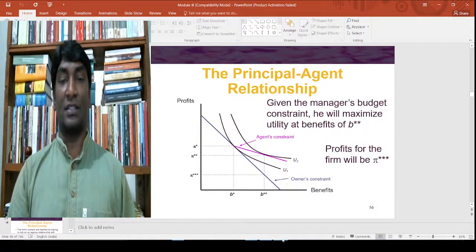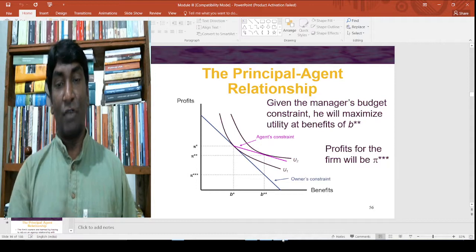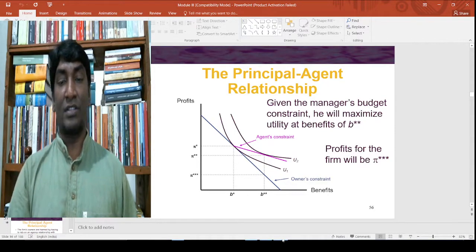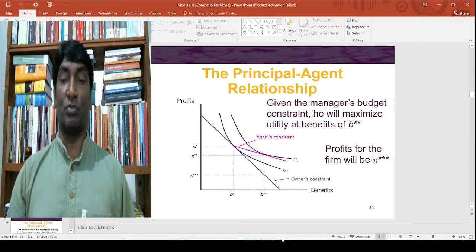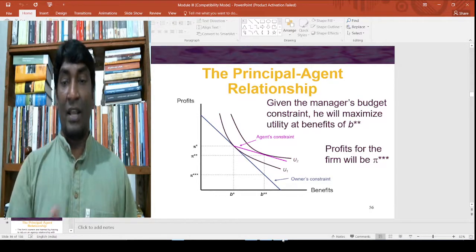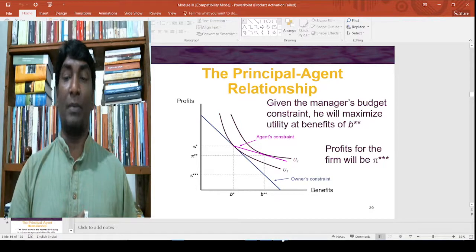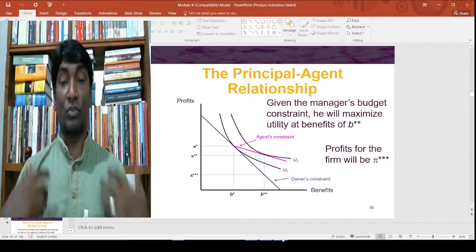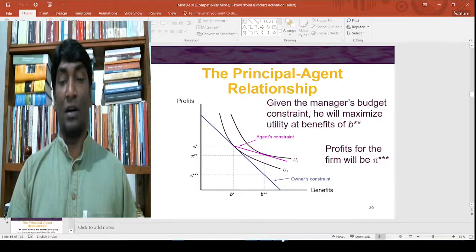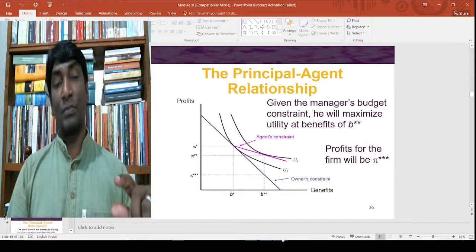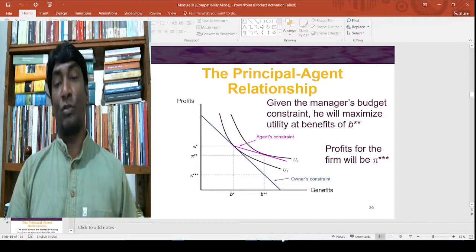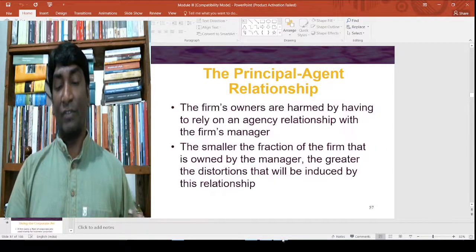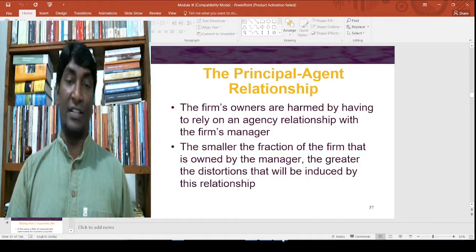That is exactly what this figure shows. Initially you have a U1 case and you have the owner's constraint, which is this. At the same time, the agent's constraint is a completely different one. Given the manager's budget constraint, he will maximize utility at benefit B double star, and the profit for the firm will be pi double star, which is much less than what it is supposed to get. The difference between pi triple star and pi double star goes to the agent, whereas the principal gets only a much lesser profit.